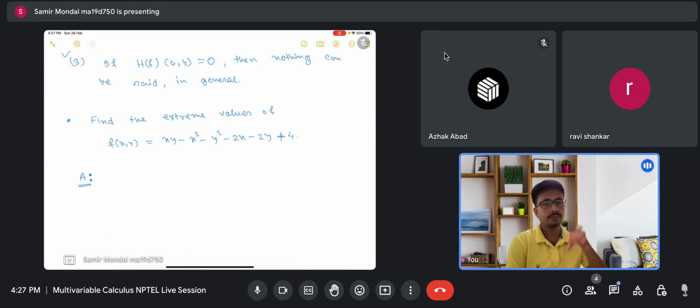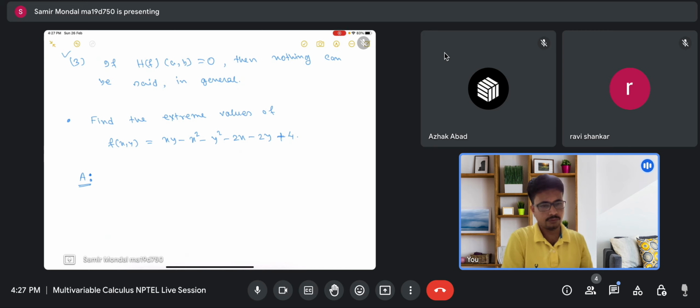Yes, we can, because for a local maxima we look at a neighborhood, and the neighborhood should be contained in the region. If you take a boundary point, we cannot draw a neighborhood around that point which is contained in the region. This is the main issue for local maxima and local minima, so it should be an interior point. So what is the domain for this one?